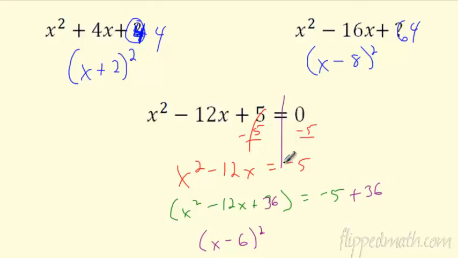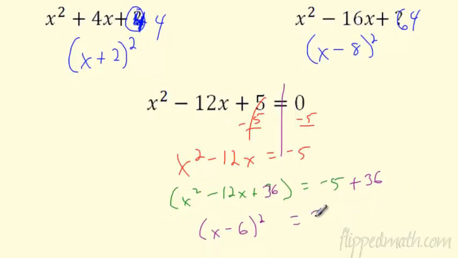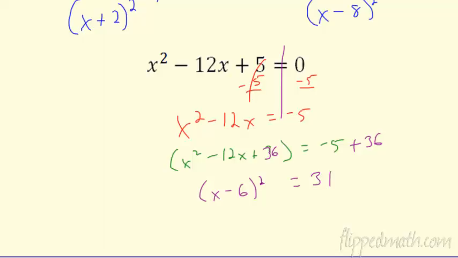Remember, this is an equal sign. Whatever you do to one side, you have to do to the other. So I added 36 to the left side. Just add it to the right side, and it's still equal. No problems. So what happens on this? Negative 5 plus 36 is 31. Now this is the equation I have to solve here. So we completed the square just so that now we can solve it.